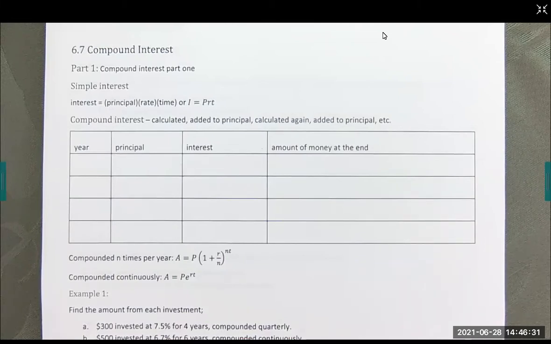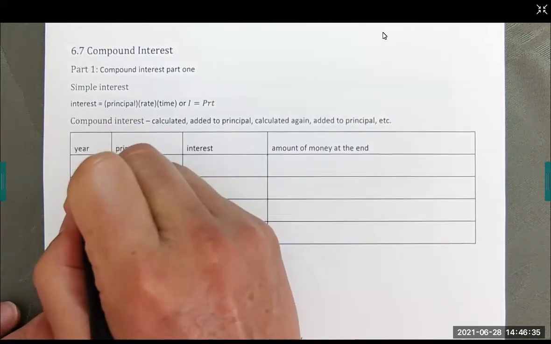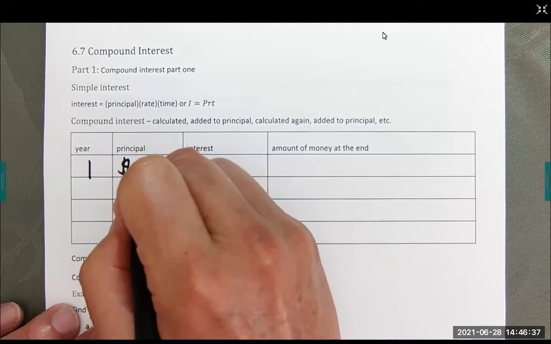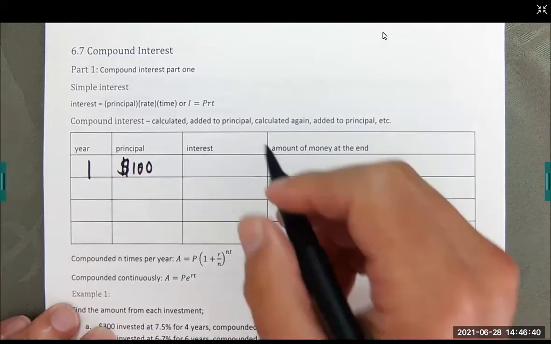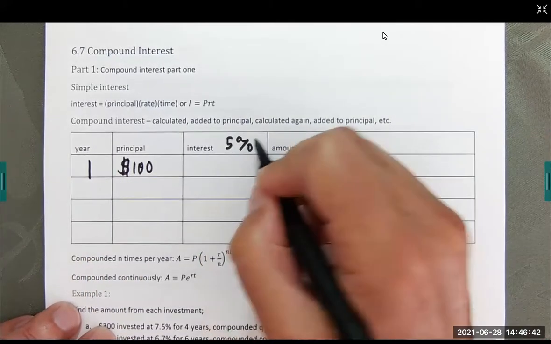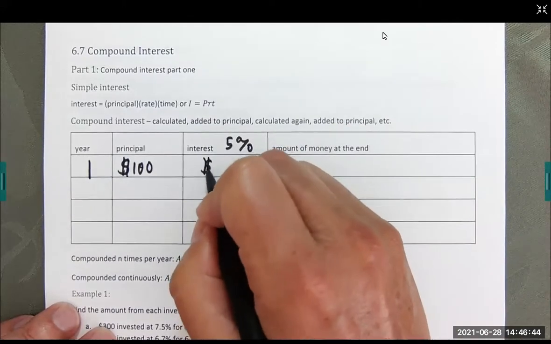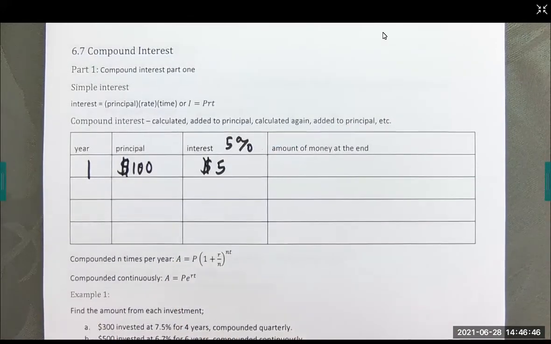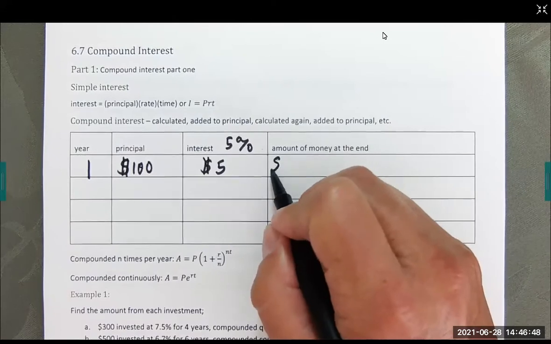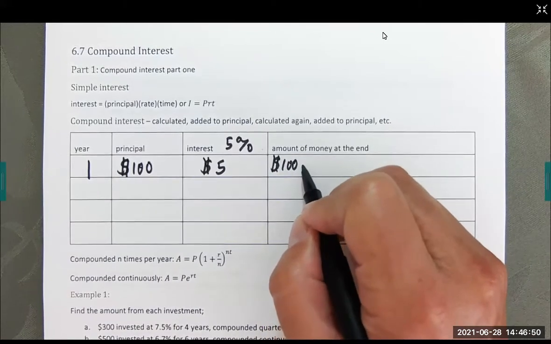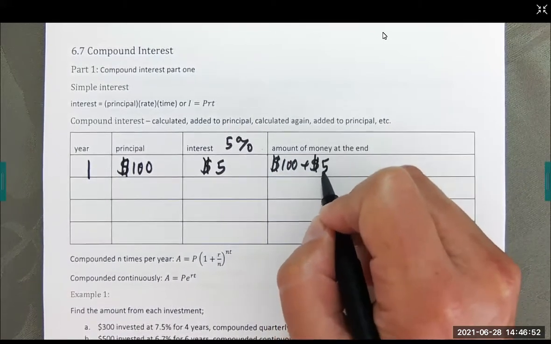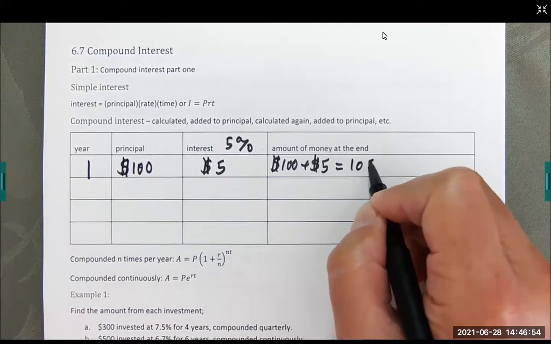Compound interest is a little bit more involved. So after year one, if you had a principal of $100, and we're going to assume we're at 5%, just to keep it simple, you get $5, giving you a total of $100 plus $5 equals $105.